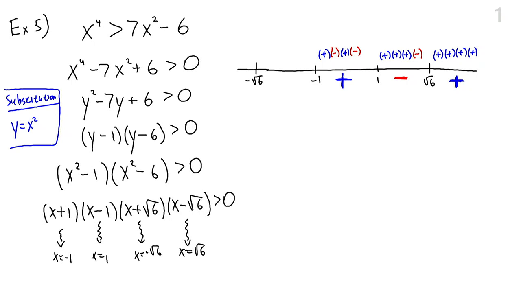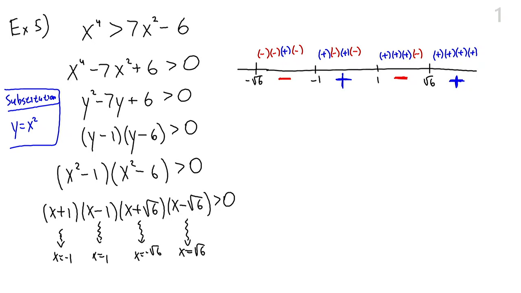The next one to go negative is the first term, the x plus 1 term. X plus 1 here is already negative. X minus 1 is still negative because we're less than 1. X plus radical 6 is still positive here because we're greater than negative radical 6. And the last term, x minus radical 6, is still negative. And so we have 3 negatives and 1 positive, giving us a negative.